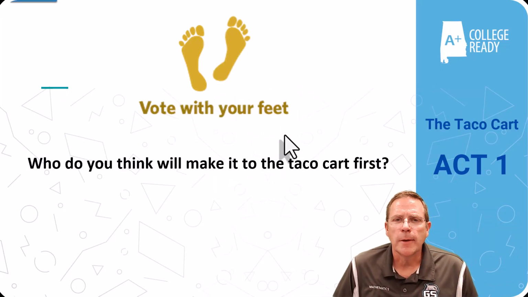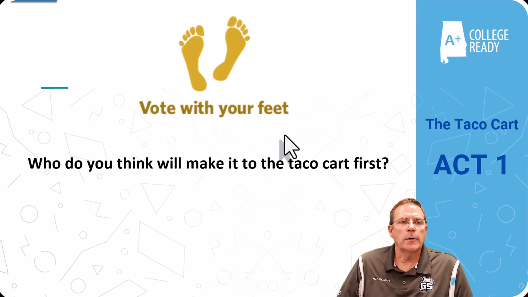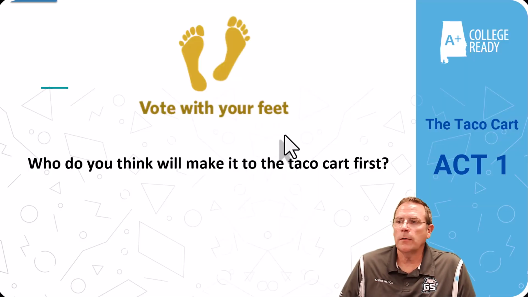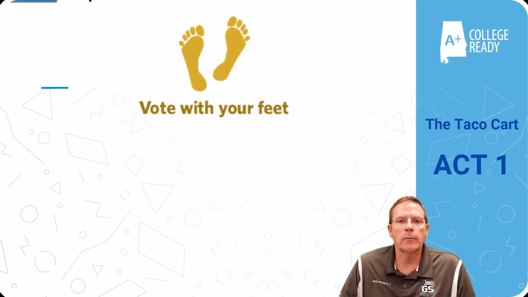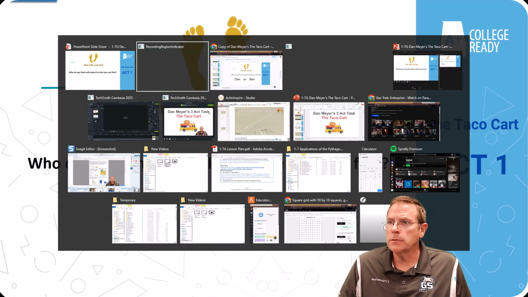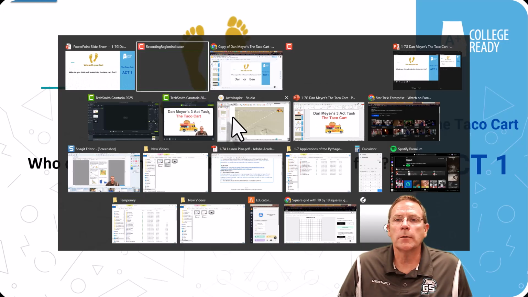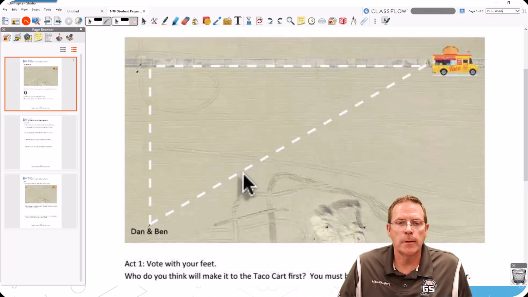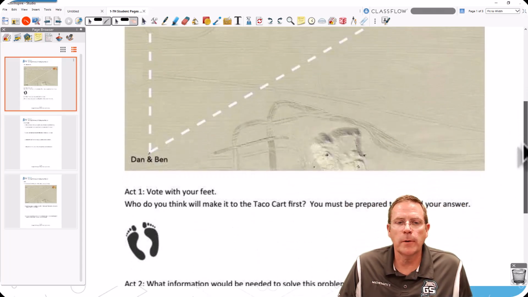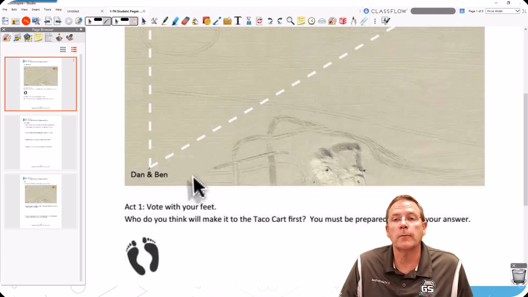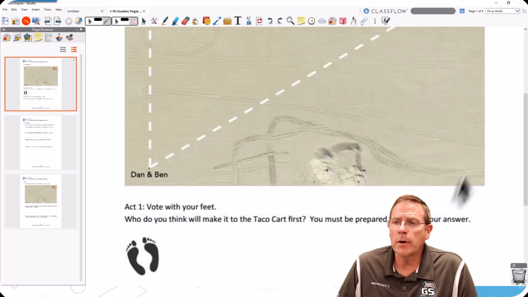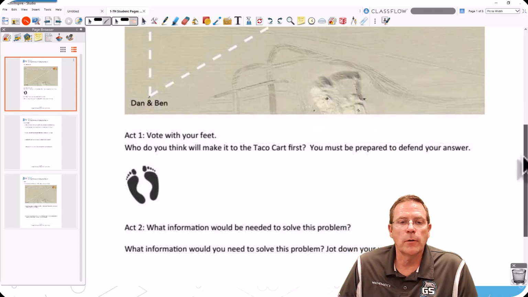So do you think that Ben is going to make it to the taco cart first? Or do you think the other one is going to make it? Let's see, who are our two people? I don't even remember the names. Let's jump over to this page. I bet it'll tell us right here. Who do you think will make it to the taco cart first? Yeah, Dan and Ben. There's our names. Is Dan going to make it first or is Ben going to make it first? If you're in class, we're going to let you vote one way or another on it.